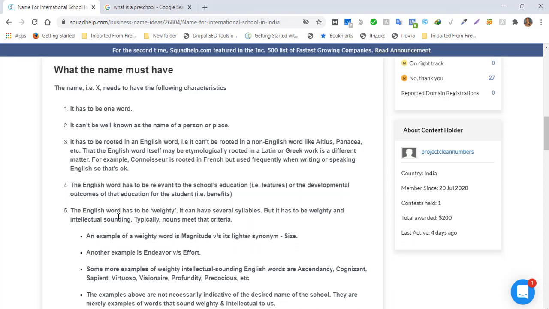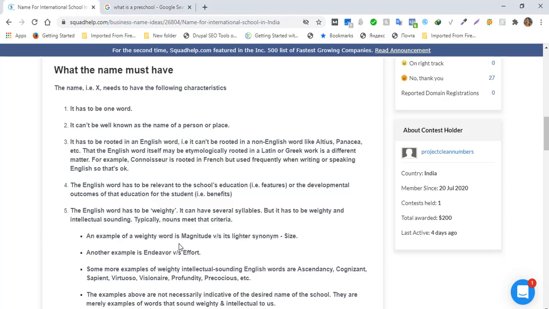Then the English word has to have weight. It has to be weighty. It has to have meaning. Now it can have several syllables, but it just has to be one word. Like connoisseur, I hope I'm pronouncing it right, like 2 or 3 syllables, but it has what? Meaning. It has to be weighty. So typically nouns meet that criteria, and it has to be intellectual sounding. It doesn't have to be nonsensical.